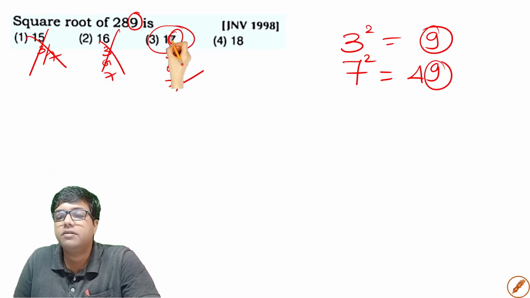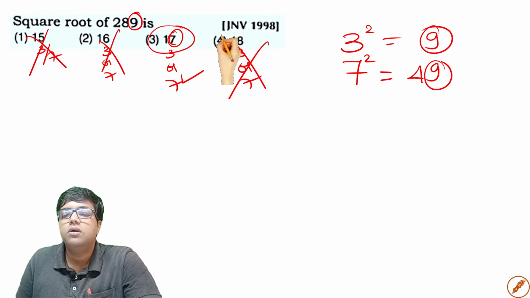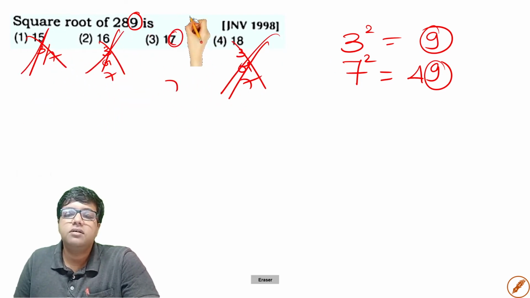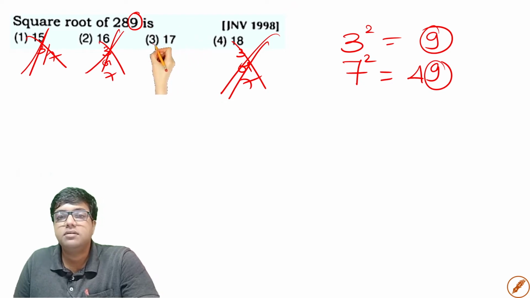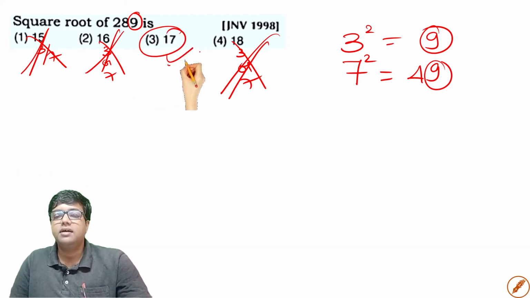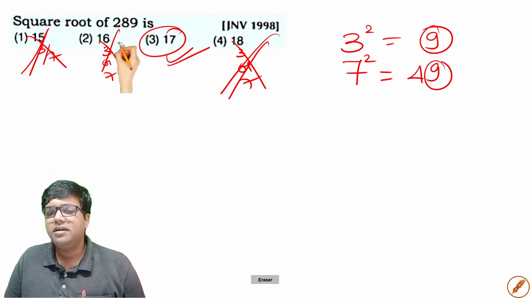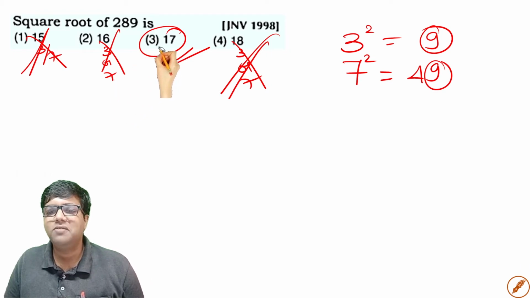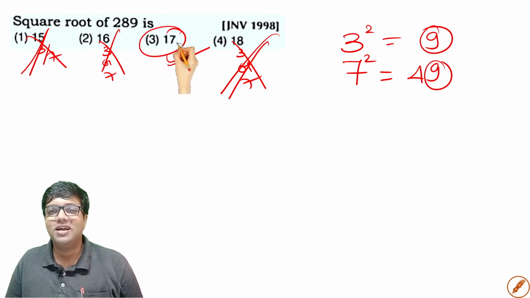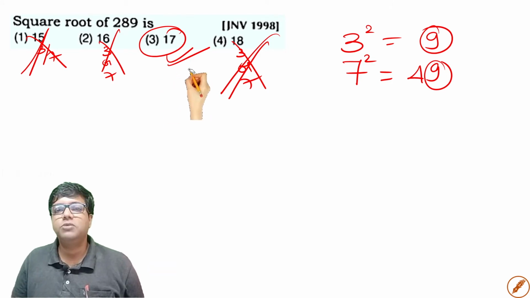So we will keep it for our consideration. Do we have 3 or 7 here? No. So we eliminated 3 of the options and the only option is the number 17, which is available in option 3. So this is the right answer for this question. And honestly, you should know the value of 17 square, because I told you earlier also, you should be remembering all the square values from 2 to 30.